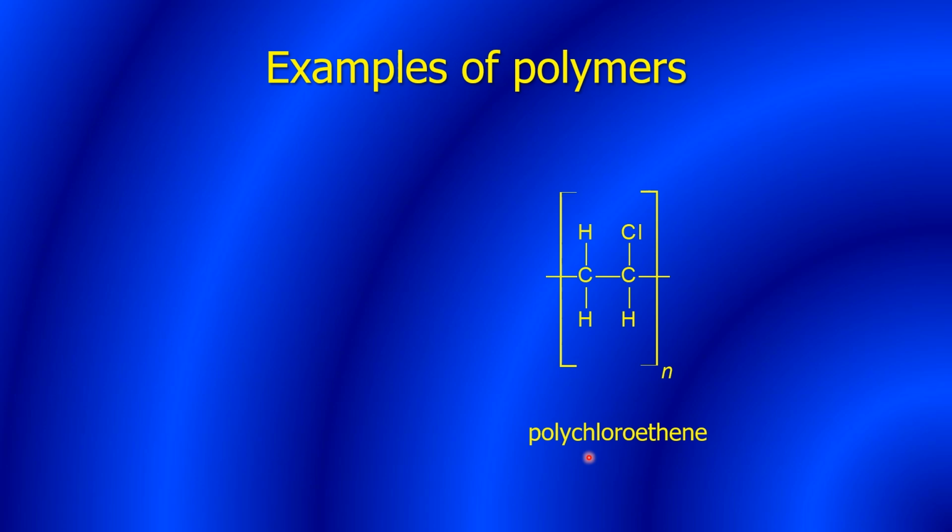Okay, so here goes. The monomer would look like this. It's C2H3Cl, and the name of this monomer is chloroethene. So it's an ethene molecule with a double bond between the carbons, but there's a chlorine atom attached to the molecule. It's no longer a hydrocarbon. It's a halogeno-alkene called chloroethene.